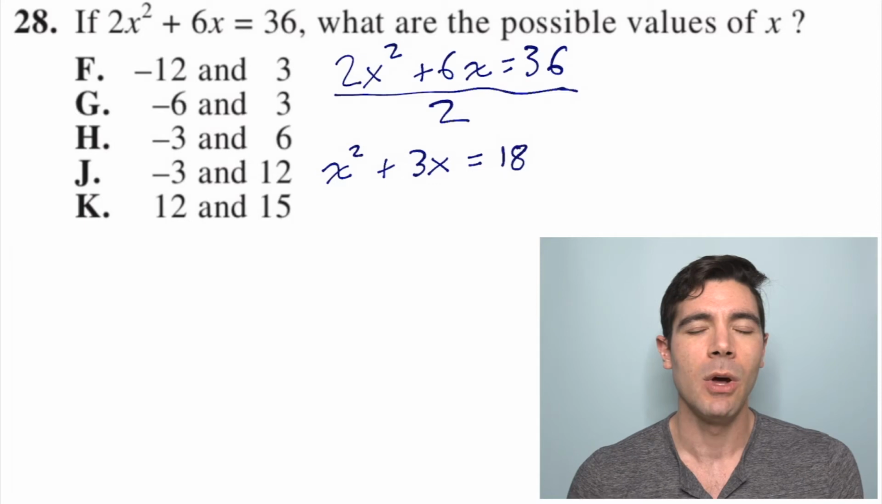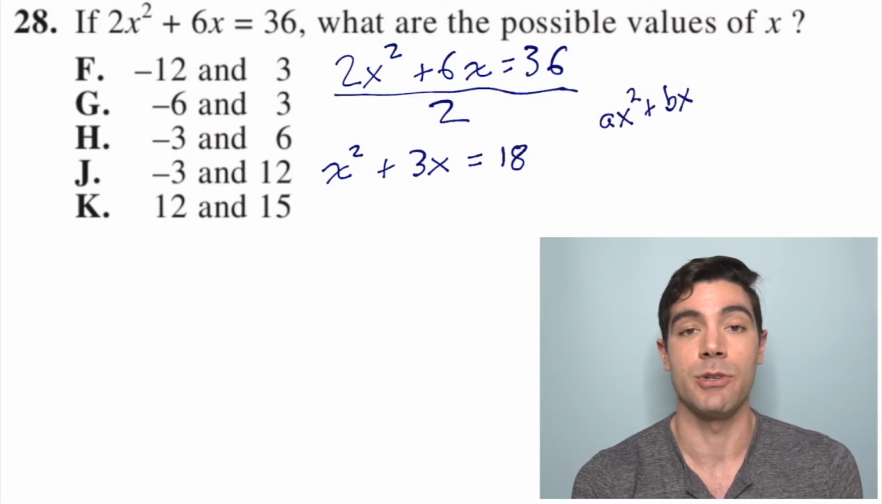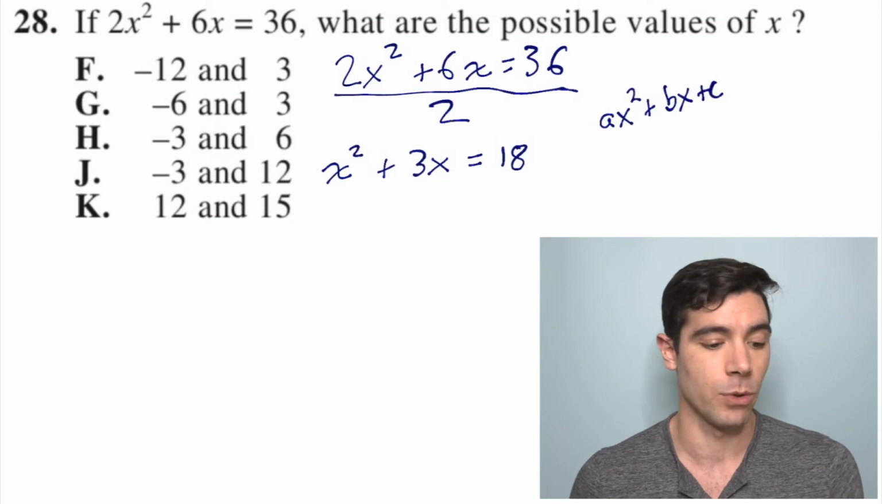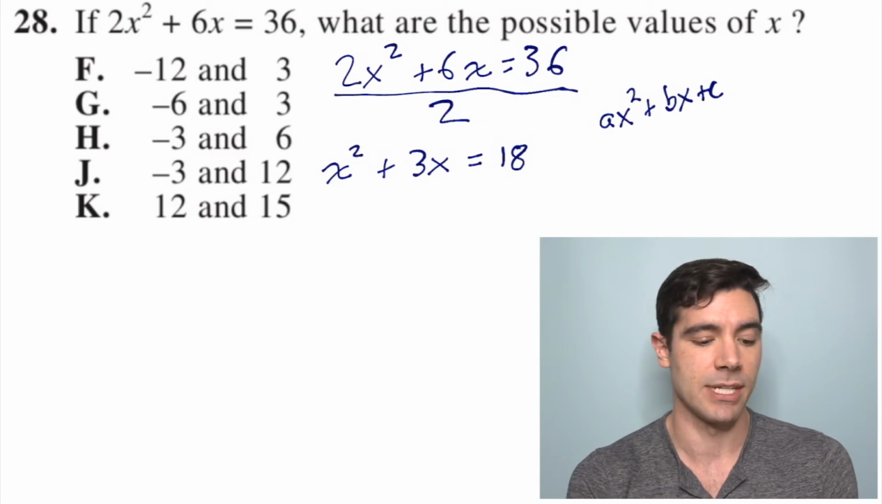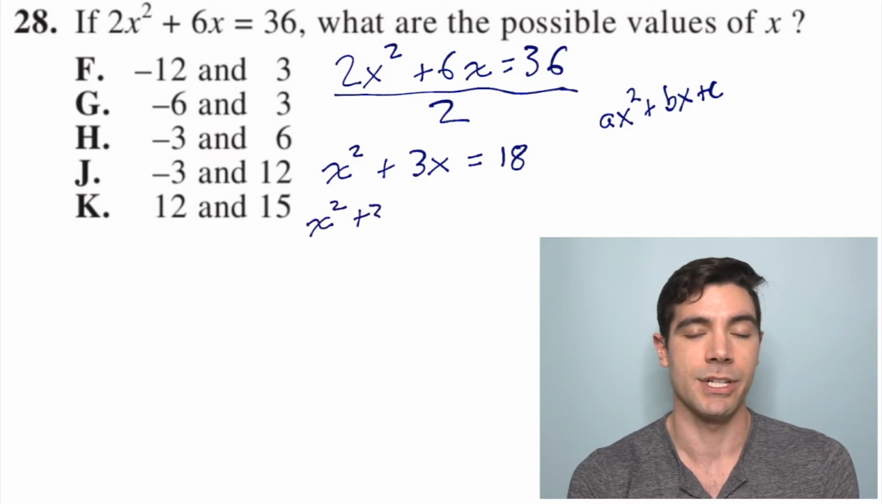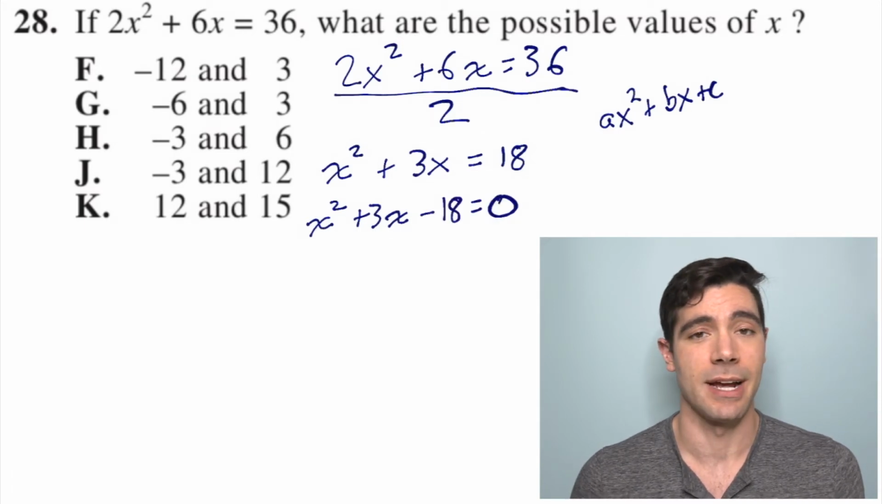All right, cool. Well, I'm very close to this form of ax squared plus bx plus c, right? Which you may be familiar with when you learn the quadratic formula. But I'm not quite there because I don't have all my terms on the same side of the equation. So I'll subtract 18 from both sides. That way I have x squared plus 3x minus 18 equals 0. And now it's time to do some factoring.